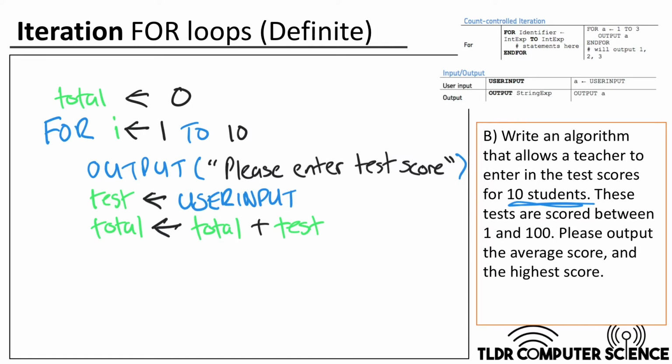Well, what we want to do is we're going to have a new variable called highest. Oops, wrong one. Highest. And I'm going to set highest to be the value.